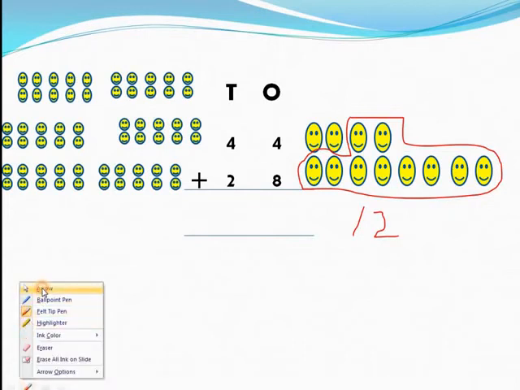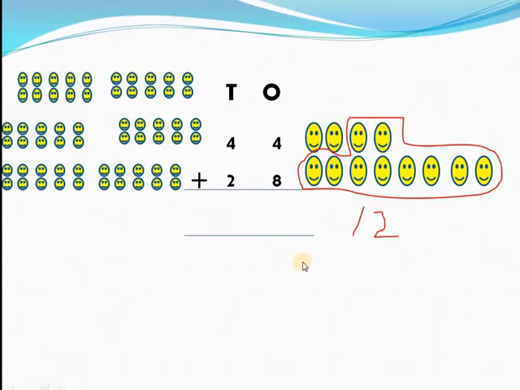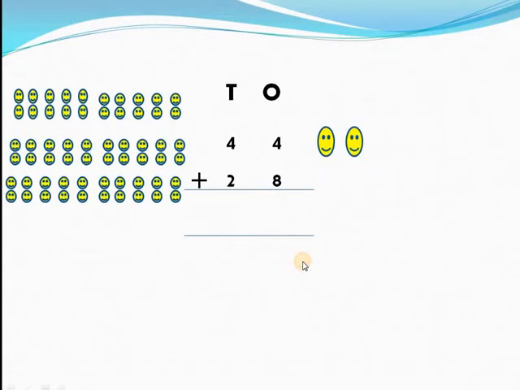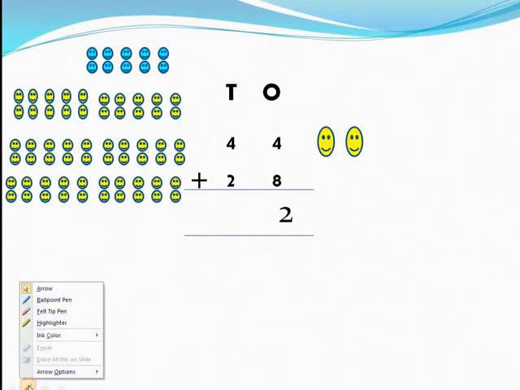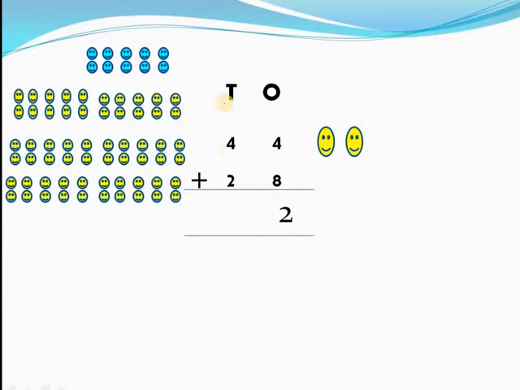Once it's taken from here, removed or regrouped from here, what is left is 2 in ones place. So your answer in ones place is 2, and the group of 10 which we have taken will be appearing in tens place. That means one group of 10 we have taken in tens place, so we need to write 1 here.